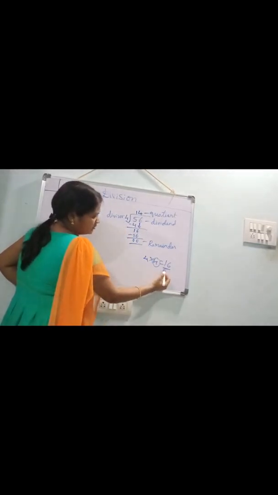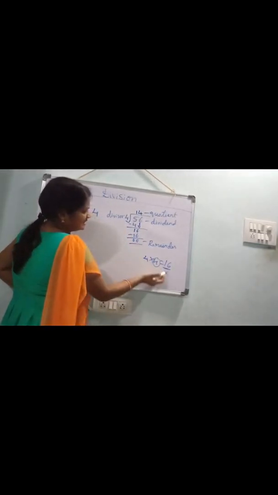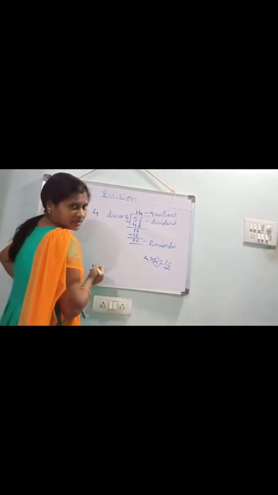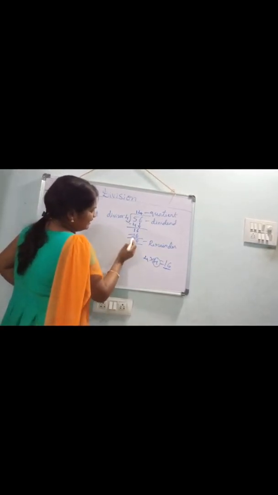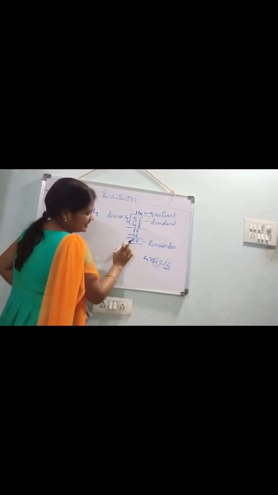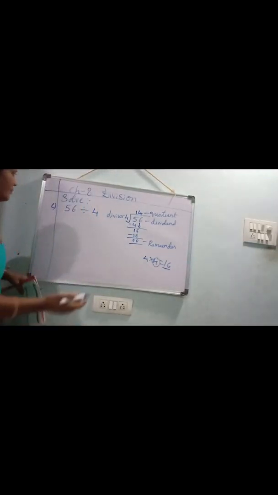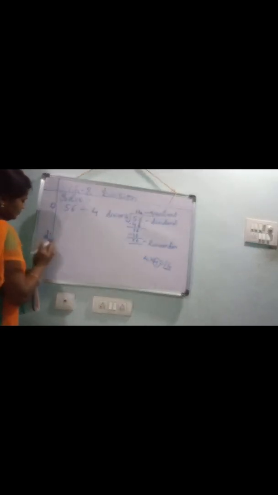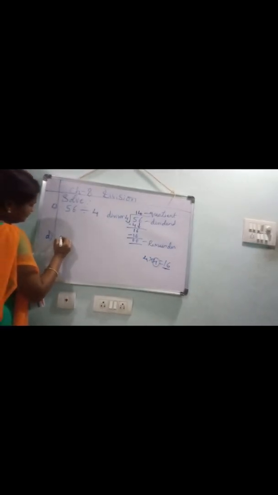Again, this product. What is this product? 16. That 16 I wrote here. Understood, children? Again, I did minus. This 16 minus this 16. Remainder is 0. Understood? Next. One more sum.